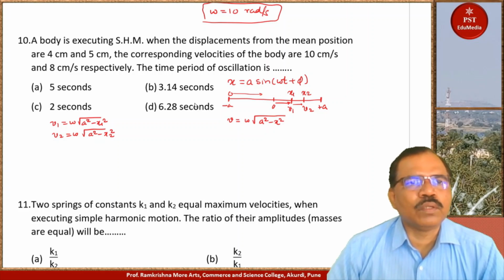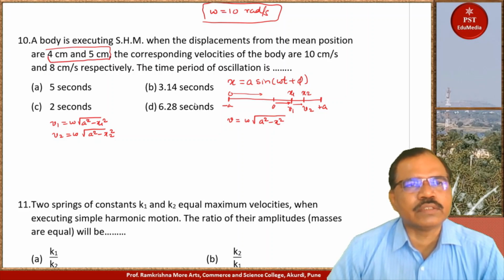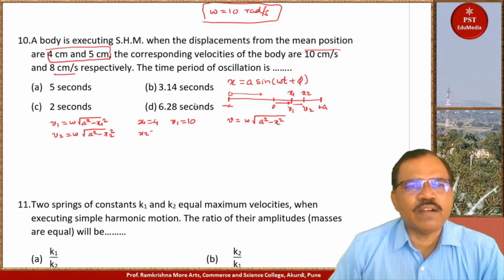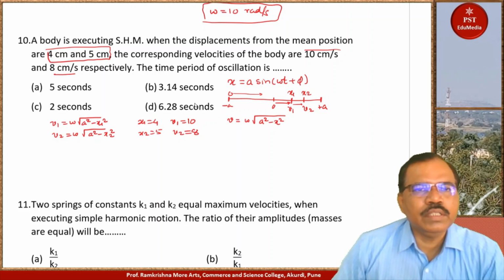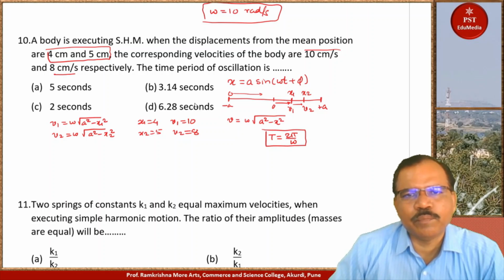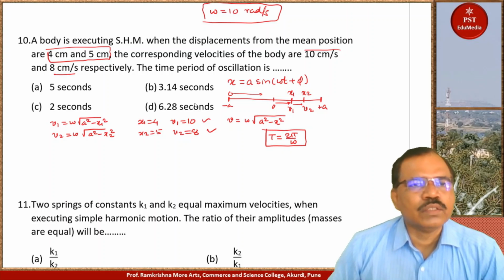Now see here, 4 centimeter and 5 centimeter are positions, and 10 centimeter per second and 8 centimeter per second are velocities. So x1 is equal to 4 centimeter, corresponding velocity is 10 centimeter per second, x2 is 5 and v2 is 8 centimeter per second. So we know x1, x2, v1, v2, and we know the period of oscillation: T is equal to 2 pi upon omega. So we have to find omega from this data. Here omega is there, A is there, but A is unknown.